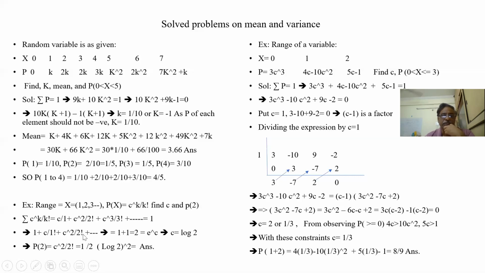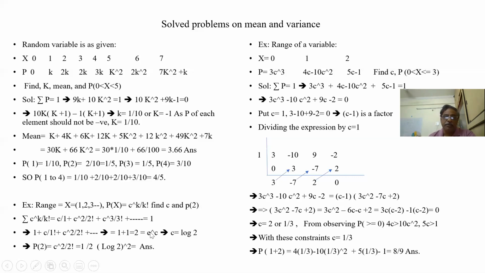You know this series represents e to the power of x. How is e to the power of x defined? 1 plus x by 1 factorial plus x square by 2 factorial plus x cubed by 3 factorial up to infinity. This is e to the power of x. So in place of x, we are having c here. So this is nothing but e to the power of c is equal to 2. That means c is equal to log 2.